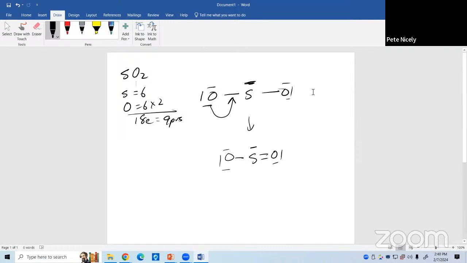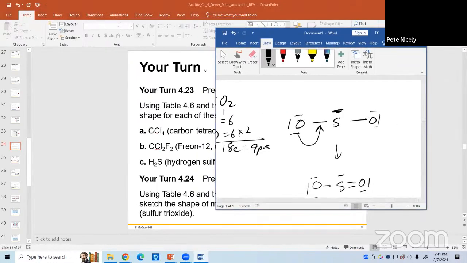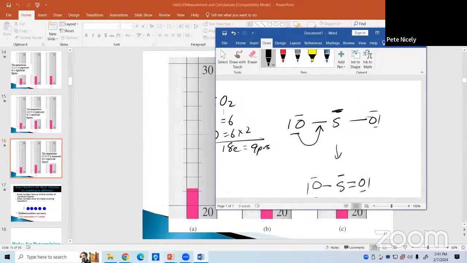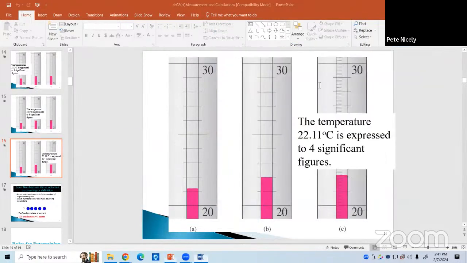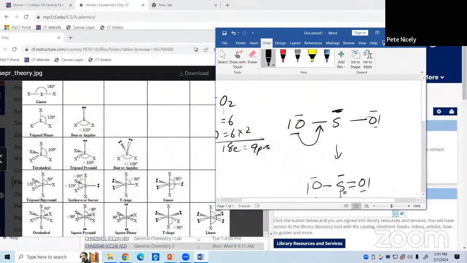So now the question is, what's the shape? Well, let's go to the table. Okay, there's the table. So here we have sulfur bonded to 2 oxygen atoms, and it has a lone pair. So which one of these would that situation fit? The central atom has a lone pair, and it's bonded to 2 atoms. Which one of these do you think it fits?